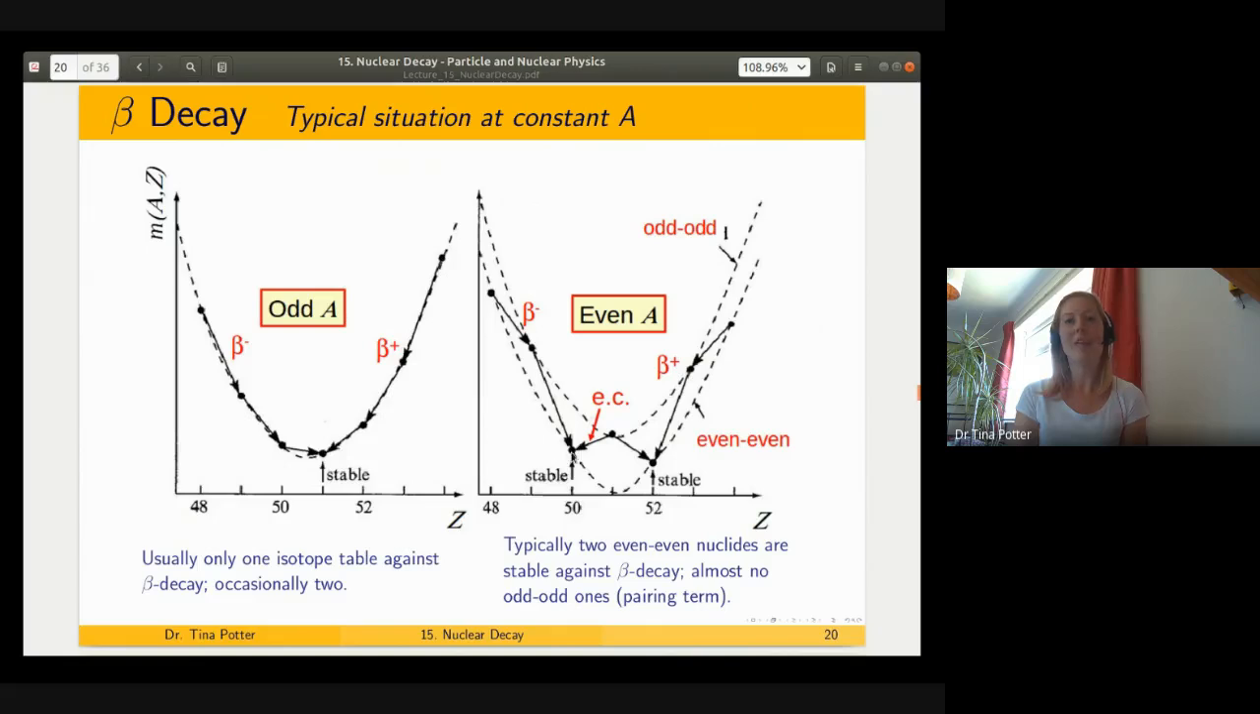Now, usually what we have are two stable points on this overall minimum, because the pairing term means that the binding energy is not very large compared to these two. So the pairing term does matter. Sorry, we have two stable points here if we have an even number of nucleons.